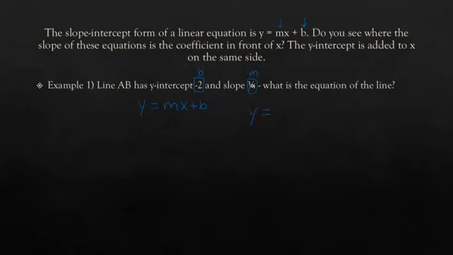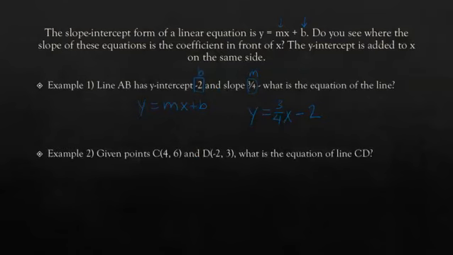So y equals, m is going to be 3/4 times x, and then plus b, and my b is going to be negative 2. So I'm going to write it as a minus 2. And that's it. That's the equation of the line.